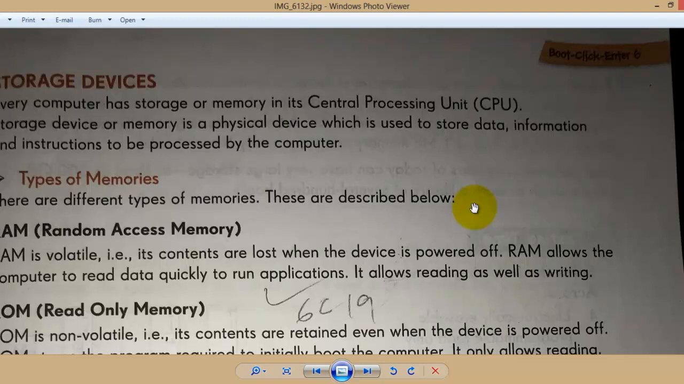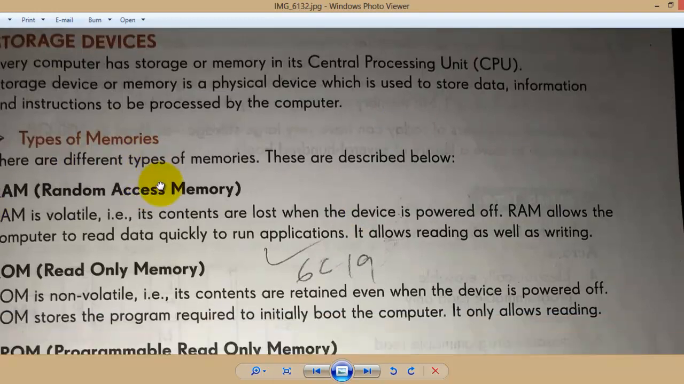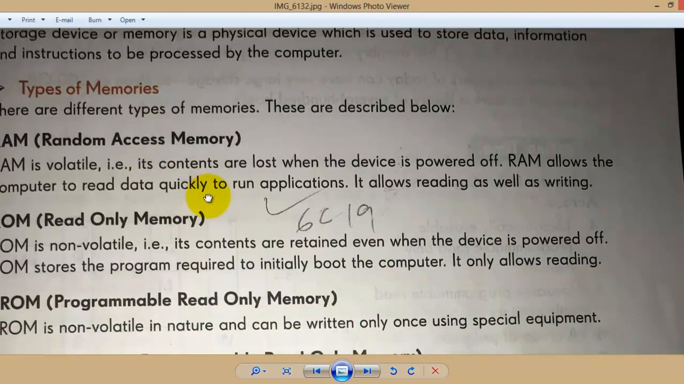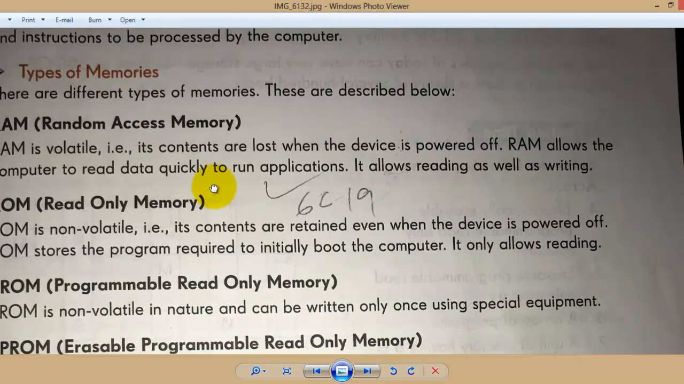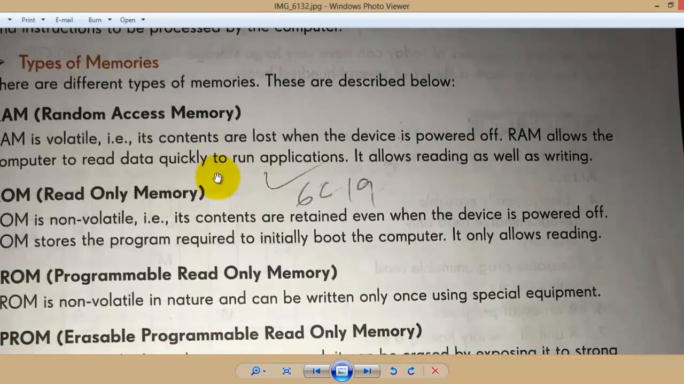So look here, every computer has a storage or memory in its central processing unit, that is CPU. You know that in the CPU there is one small chip that is the brain of the computer. In that brain of the computer, there is a small part of memory that we are going to learn. It's a bit different from the memory that we learned before. So there are different types of memory inside that CPU, and we are going to learn the types.